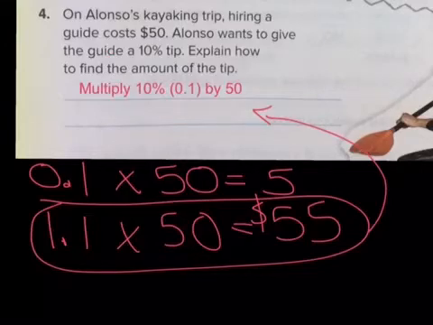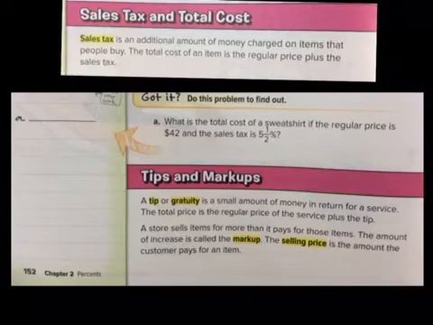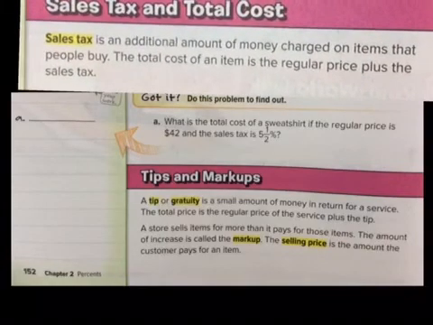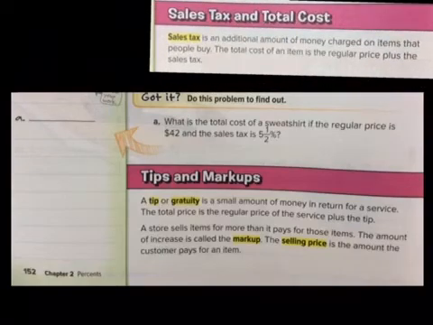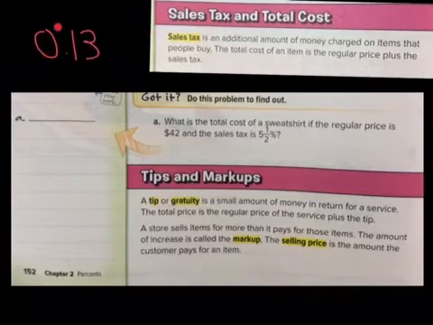On the next page, page 152, I'd like to get familiar with some vocabulary. Sales tax. A sales tax is an additional amount of money charged on items that people buy. The total cost of an item is the regular price plus the sales tax, as we just did with the kayak, 7%. So every time you buy something, there's a sales tax. In Venezuela, the sales tax is already included in the price, but in Canada, for example, it's not. In Canada, we have 15% sales tax. Okay, actually, it's been reduced to a 13% sales tax. So everything you buy, you should multiply by this amount so that you know how much more you have to pay, right?